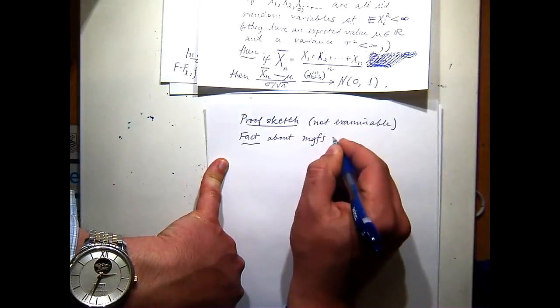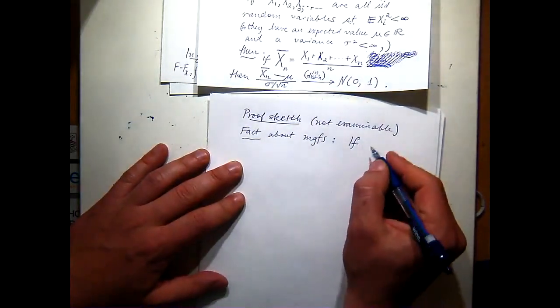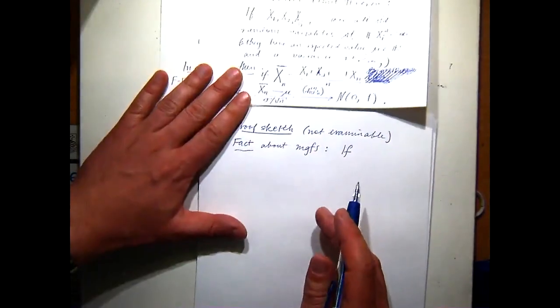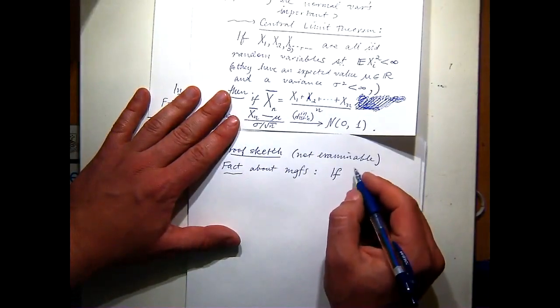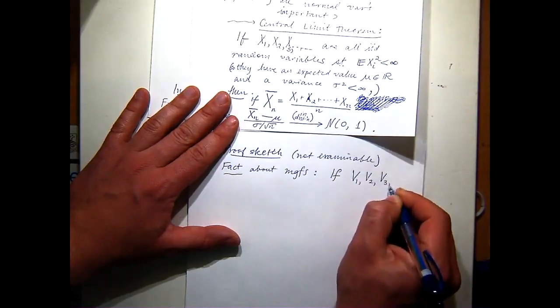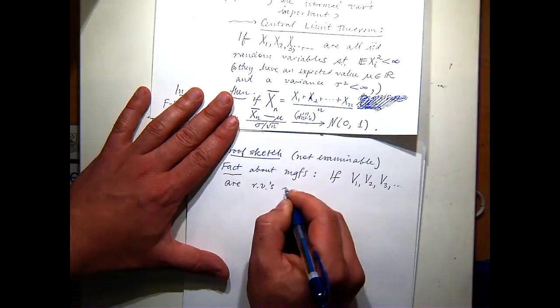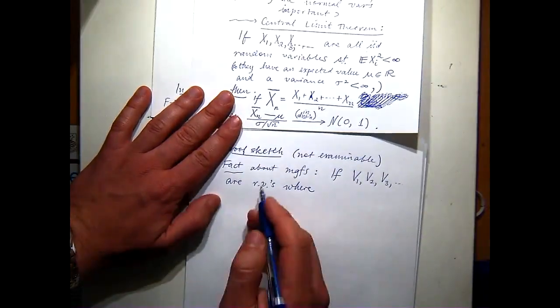Okay, so the fact about MGFs says if you've got a sequence of random variables, I'm not going to use xi's because I've already used those. So let's use v1, v2, v3, ... are random variables where, so we have to check that the MGFs converge.